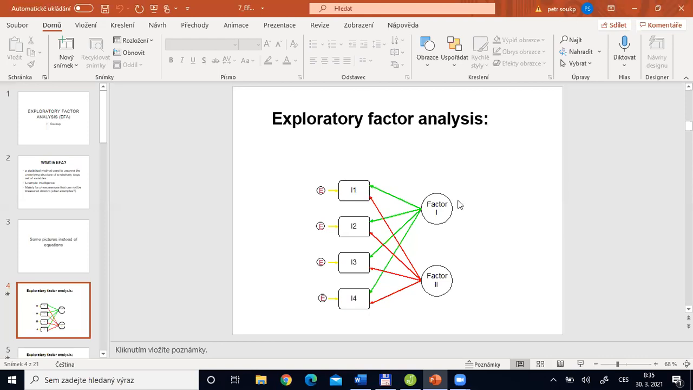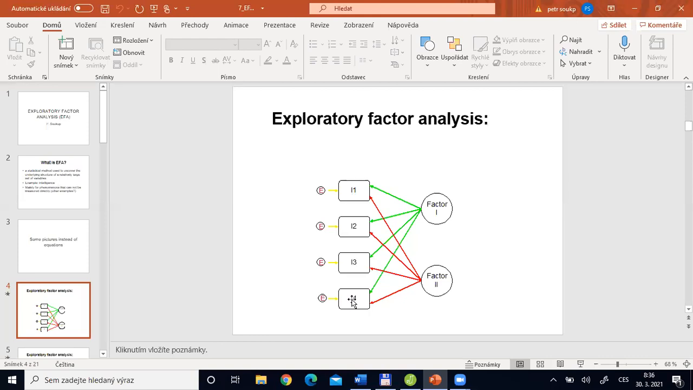So what does it mean technically? It means that, for example, if there is some intelligence behind my tests, so the intelligence is something behind, and according to my intelligence, I can observe some results in individual tests. If I'm not discussing intelligence, but for example the left-right scale, so according to my left-right orientation, which is something hidden in my head, I can observe some real answers in my data. That's the logic of this exploratory factor analysis by words.